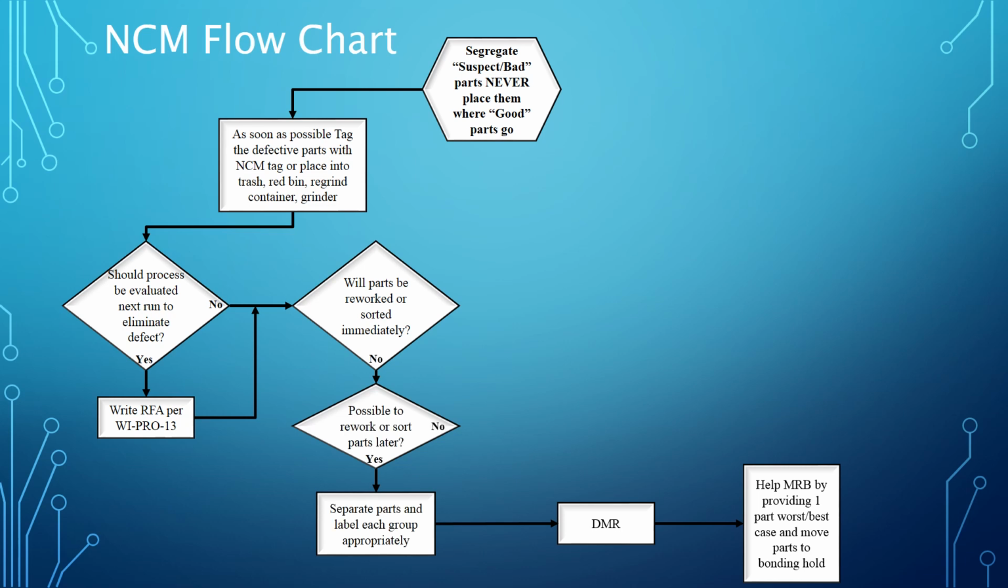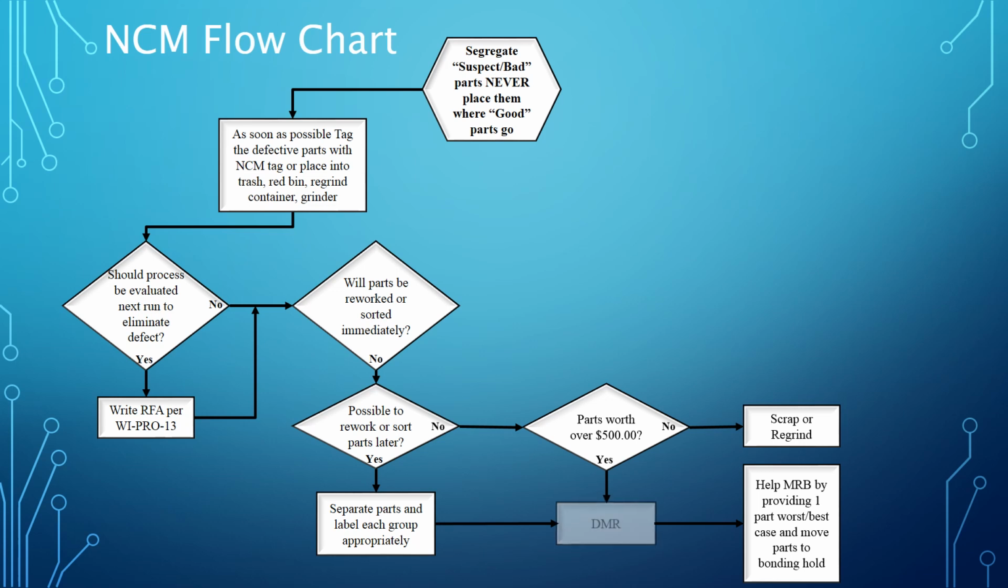Bad parts that cannot be reworked will be scrapped. If the parts are not worth more than $500, they should be scrapped or reground immediately. If they are worth more than $500, they should be DMR'd for review by the MRB board.